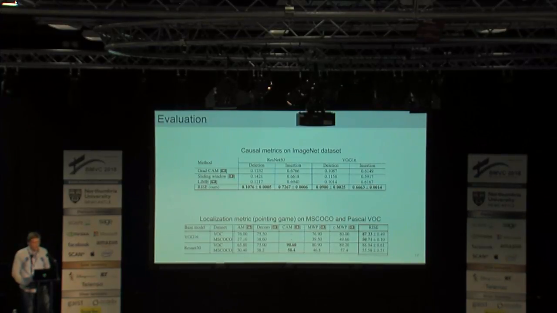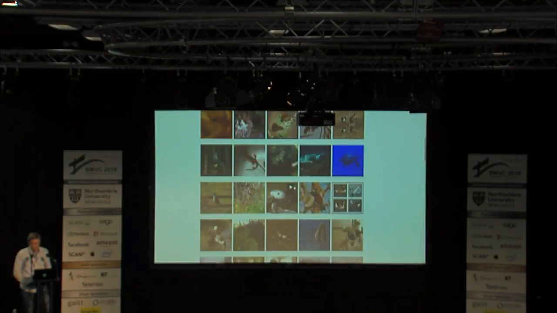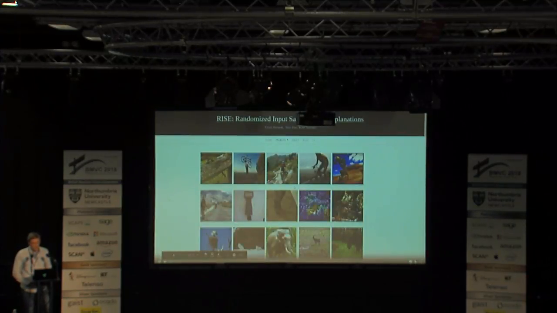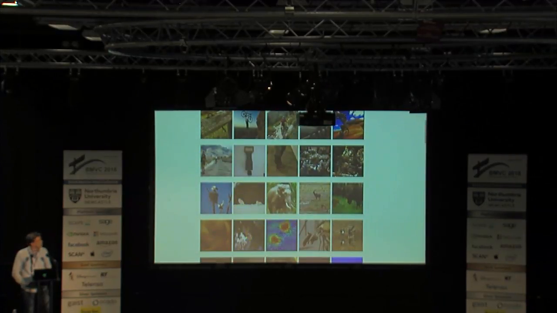And also we computed the pointing game metric. It's a localization-based metric for the same two architectures, VGG16 and ResNet50. For VGG16, we still outperform other methods, and for ResNet50, we place about third. We've also put up a demo online, so you can go and see the explanation, the saliency maps, and the intermediate steps for the evaluation.